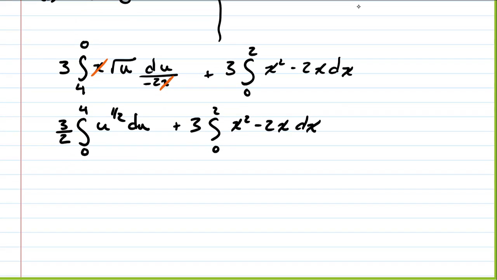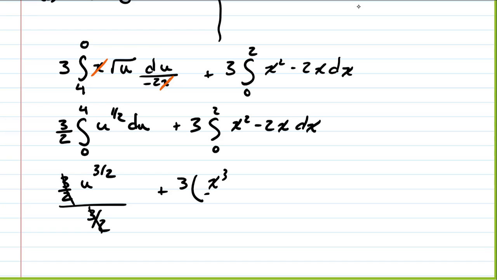All right, so now let's finally do this. So we have 3 over 2 times the antiderivative of u to the 1/2, which is u to the 3/2 divided by 3/2. Well, that's convenient. They reduce out. Plus 3 times the antiderivative of x squared, which is x cubed over 3, and the antiderivative of negative 2x is negative x squared, and this is evaluated from 0 to 2, and this one's evaluated from 0 to 4.